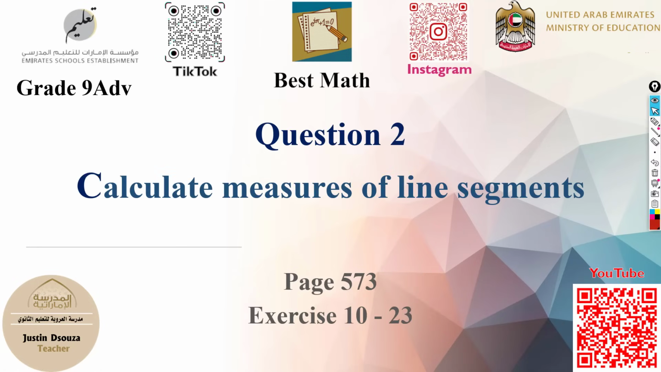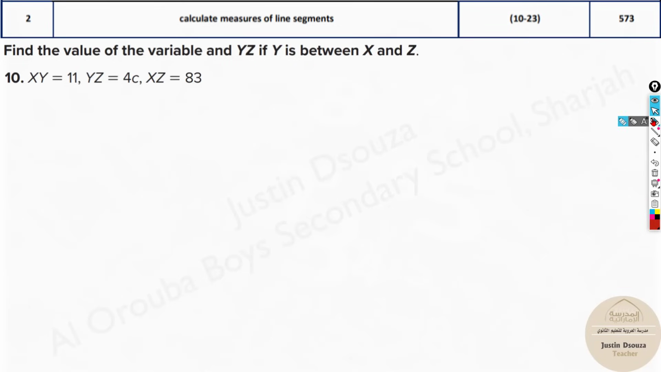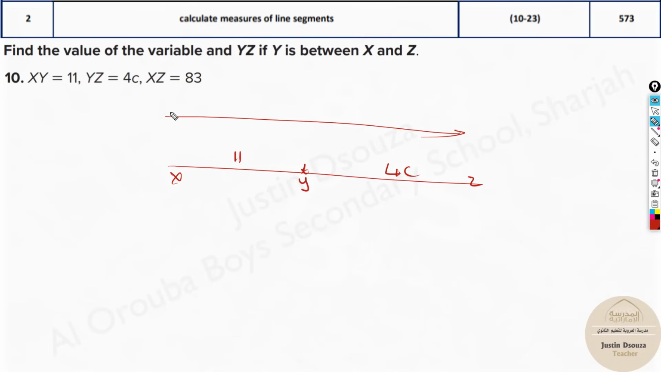The second question is to find the measure of line segments. It is another easy and simple topic. Here you have been told to find the value of the variable and yz if y is in between x and z. That's a crooked line, but anyways, x and z over here and y is somewhere in between. I don't know exactly the measures over here, but randomly this is what it looks like. Now xy is given as 11, yz is given as 4c, and the total distance is given as 83.